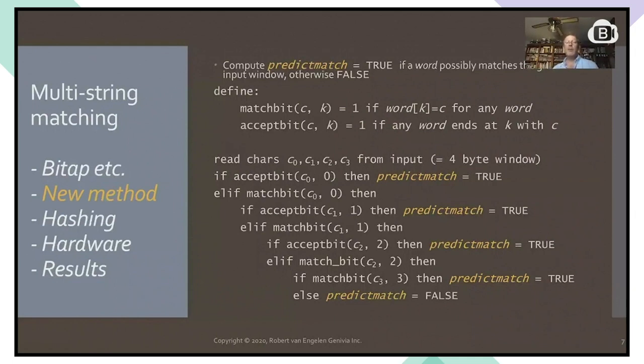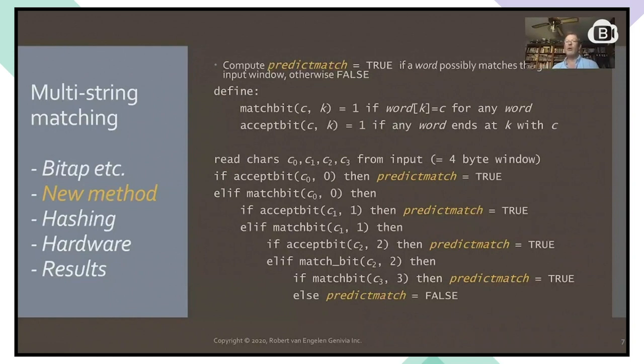To understand what's happening, allow me to go through this example, a matching technique using a window size of 4 bytes. So assuming the window size is 4 bytes, you define 2 functions. The first one is match bit, the second one is accept bit. Match bit says that the character C at offset K is 1, is true, if there's a word that has a character at offset K that matches, right? So pretty simple. There's a match if any of the words at that offset has a match.